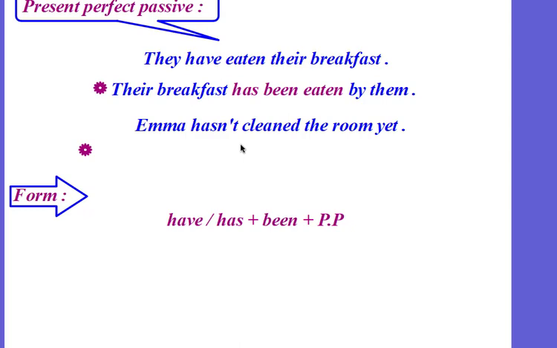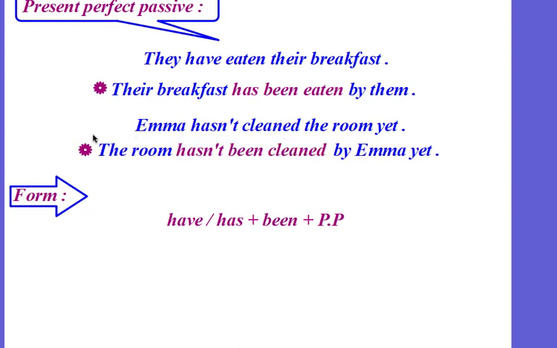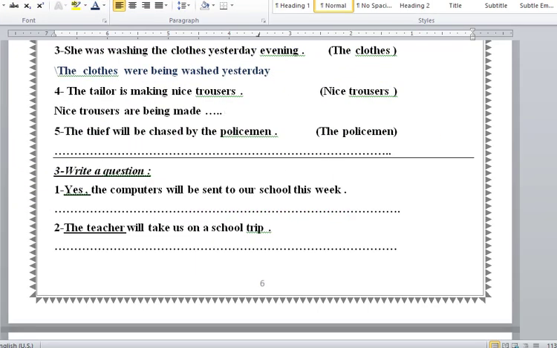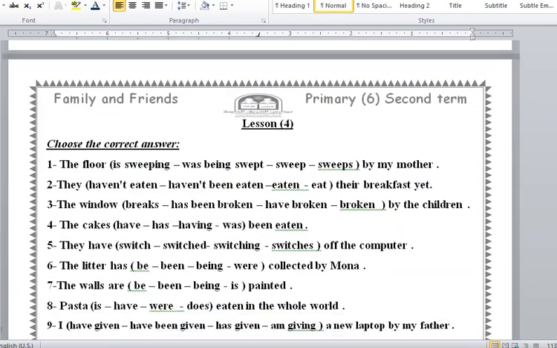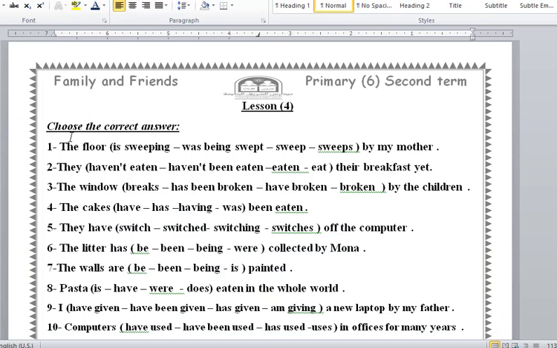I think it's easy. Emma hasn't cleaned the room yet, so we will start using the room. So the room hasn't been cleaned by Emma yet. Let's go to practice what we have just said. Here we have lesson 4, the floor was swept by my mother. So the floor, yeah, sure. This is the only passive form, was being swept, so we will choose it.